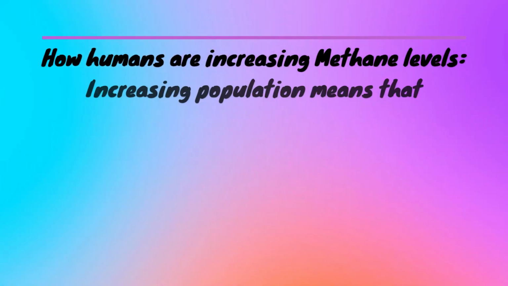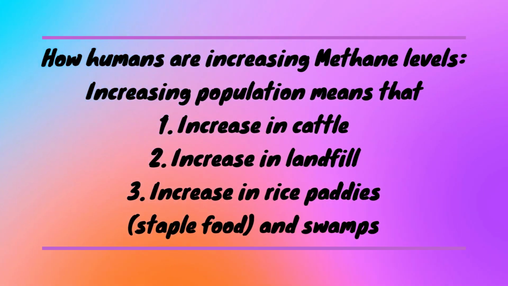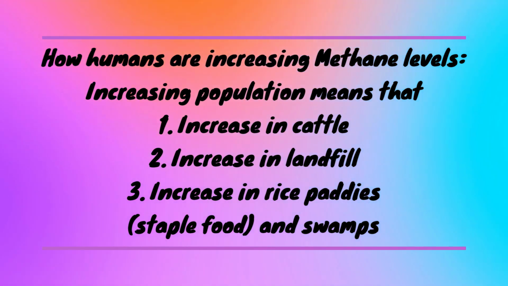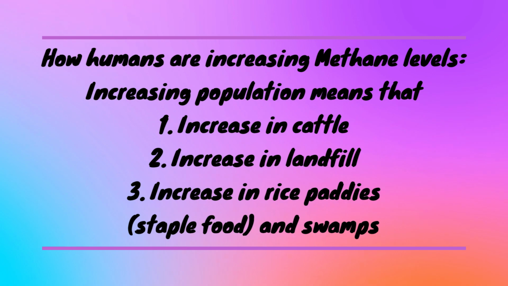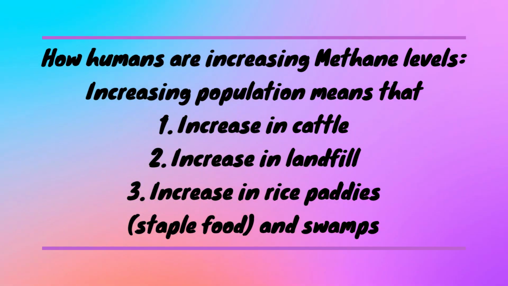How are humans increasing methane levels? Well, we've got an increasing population, and with an increasing population, we have increasing amounts of cattle farming. Now, cattle produce methane. We've also got increasing amounts of waste going to landfill, and it's decay of waste in landfill by microorganisms that produces methane. But we've also got increasing rice paddies and swamp fields, and this is because rice is the staple food of the world. With an increasing population, we have to feed those people, and rice paddies will actually release methane.